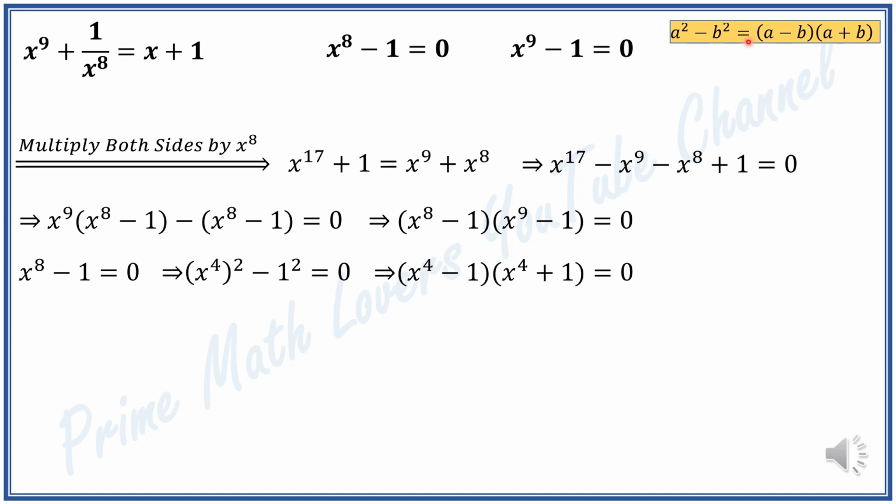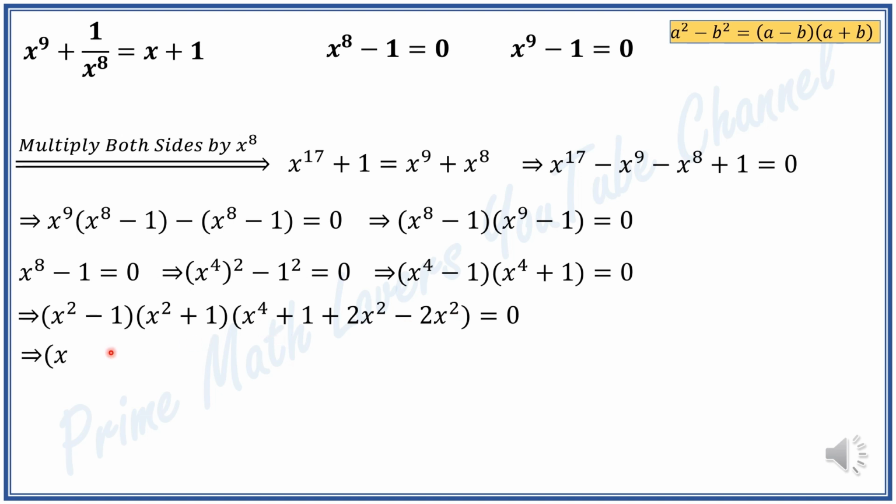Again, I can apply this identity to the first factor and I will have x squared minus 1 times x squared plus 1 times x to the power of 4 plus 1. In this stage, I add plus 2x squared minus 2x squared to this factor. I'll show you why I'm doing this. Then I rearrange it and I'll get x squared minus 1 times x squared plus 1 times x to the power of 4 plus 2x squared plus 1 minus 2x squared is equal to 0.